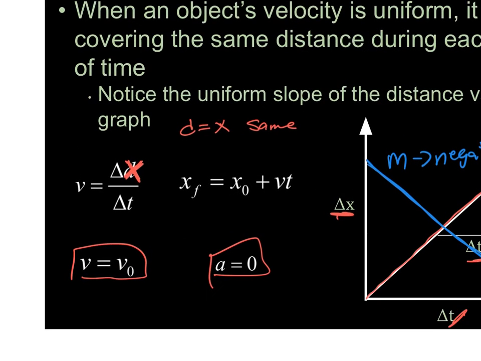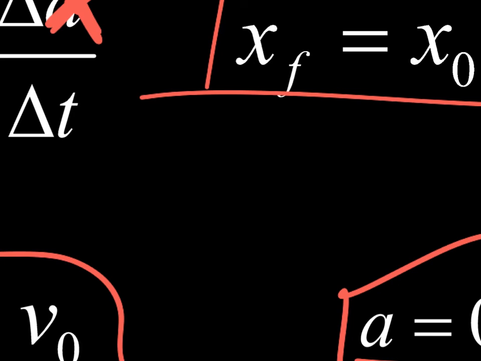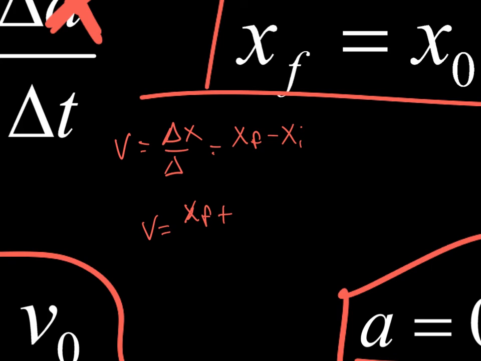And then our last equation here that we can get from this is this guy right here, xf equals x sub 0 plus vt. Now, this actually comes from our equation here, delta x over delta t. So delta x is xf minus xi. So v is equal to xf minus xi over delta t.